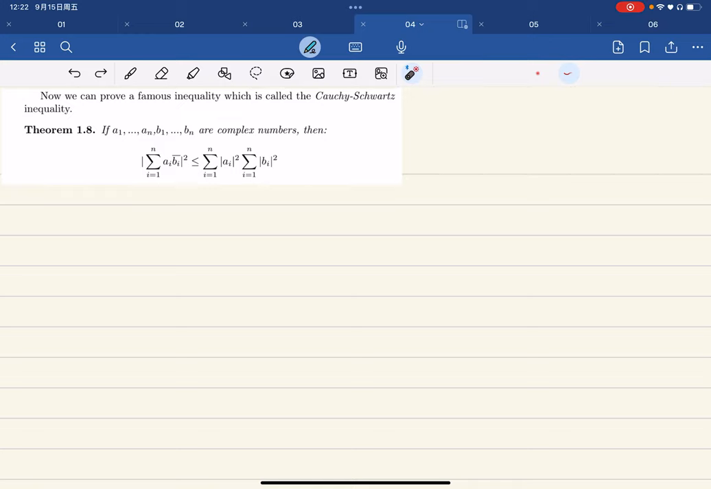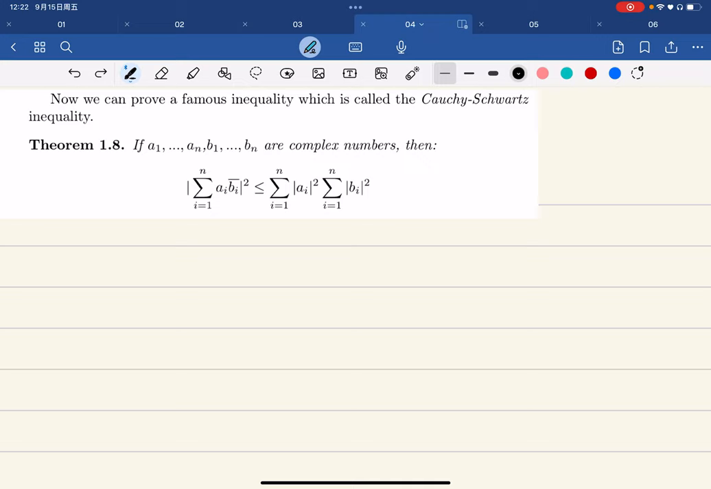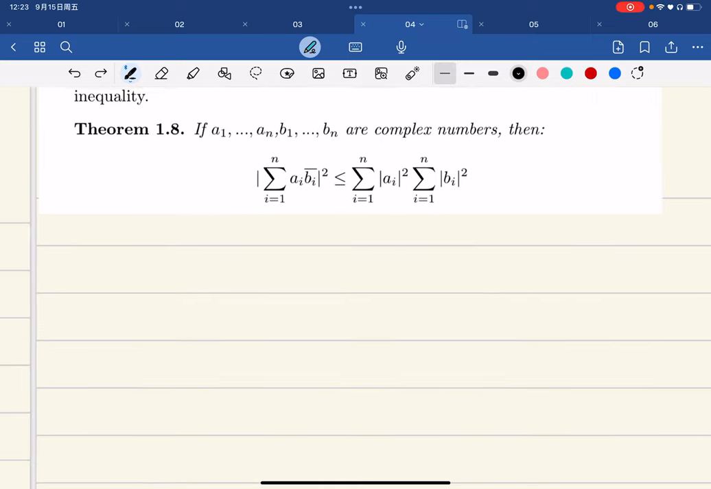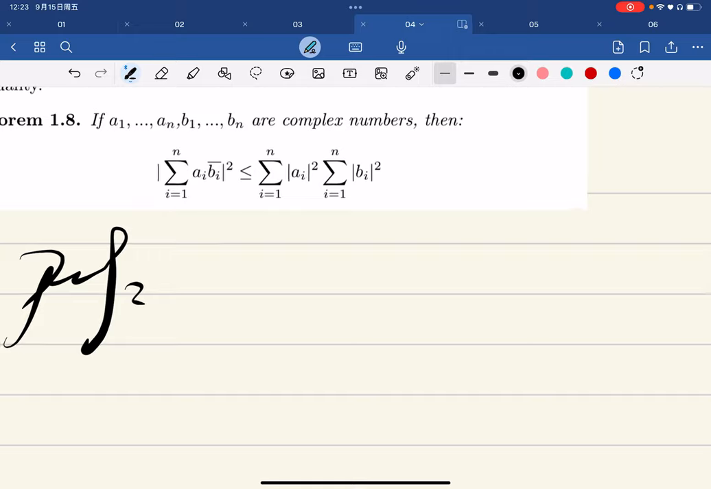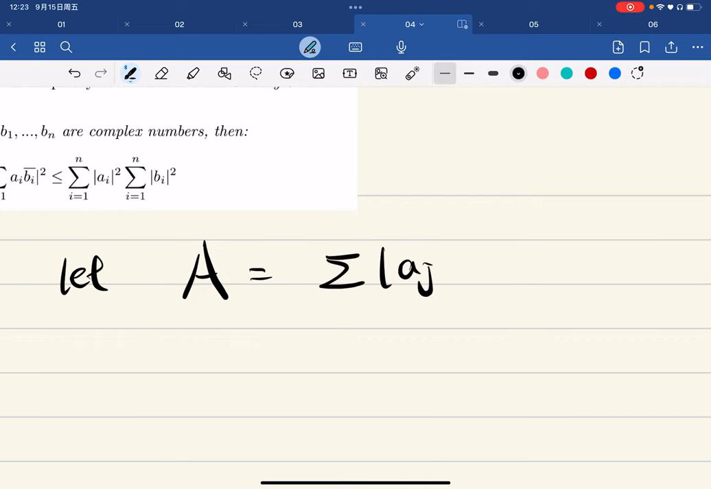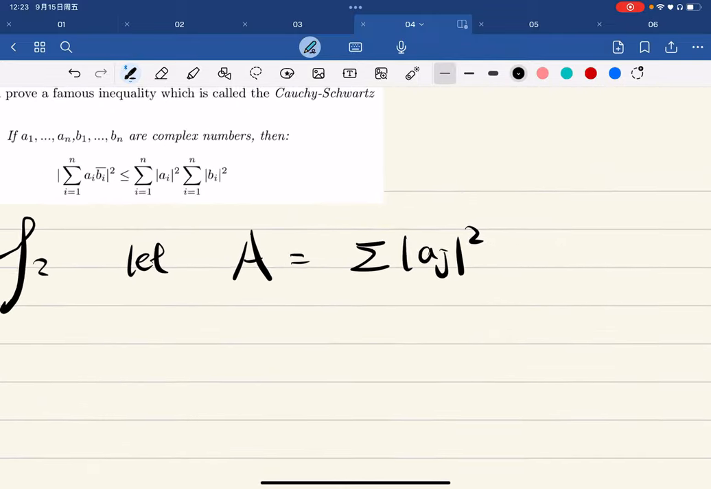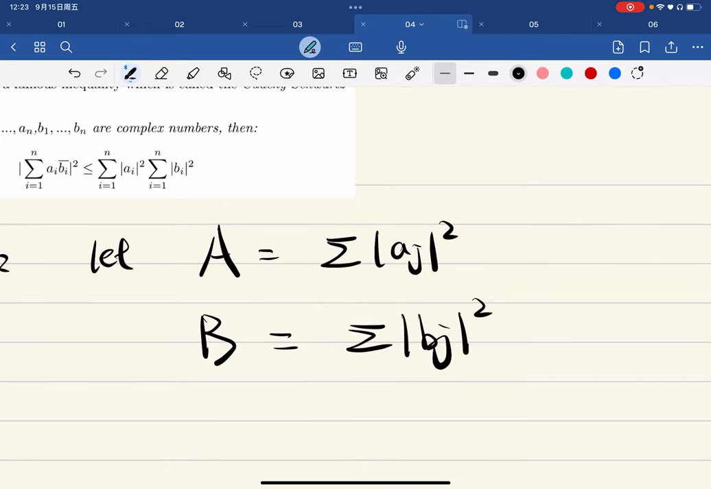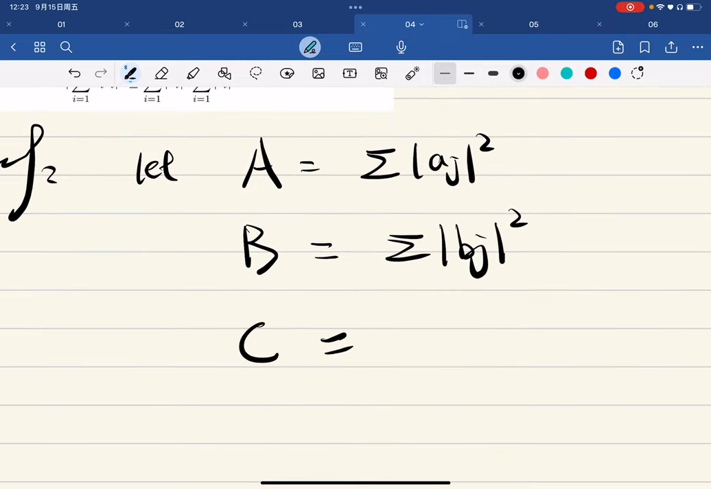With that being proved, we're going to look at a famous inequality called the Cauchy-Schwarz inequality, and we're going to use this inequality to prove some properties, inequalities in Euclidean space. So we should prove this right now. Let A be equal to the sum of all this, B equal to the sum of the |b_j| squared, right, and let C equal the sum of a_j times b_j bar.